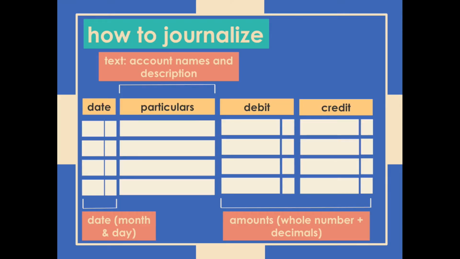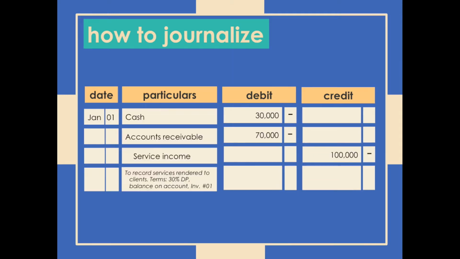Journal entries are generally made up of these parts. You have the date column where you indicate the month and the day, the particulars column where the account names affected are listed, and a brief description of the entry or transaction is indicated. We also have the debit and credit columns where amounts debited or credited are listed. The larger space on the left is for the whole numbers, while the smaller space on the right is for the decimals. Here is a sample of the completed journal entry.